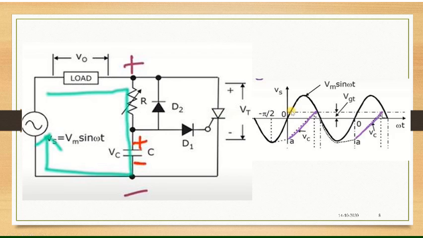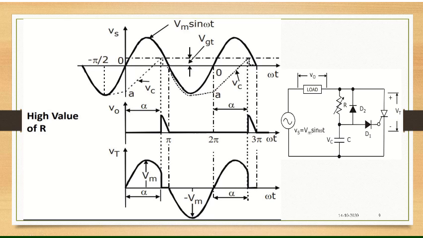So if VC is equal to VG minimum plus VD1, then at that point the SCR will turn on. I hope that is clear. So what happens then? Once the SCR is triggered, what happens? Observe here. Here is our circuit.